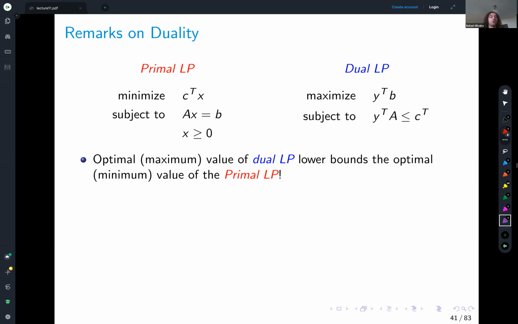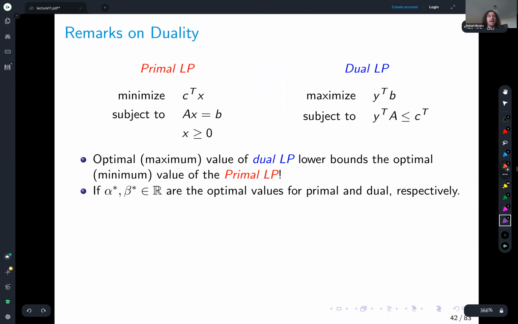So we just noticed that the maximum value of the dual lower bounds the minimum value of the primal. So we know the solutions to the left are less than or equal to the solutions to the right. Now suppose that alpha star and beta star are the optimal values for the primal and dual. What do I mean by the optimal value of a program? The optimal value is exactly the value that optimizes it. So alpha star is the minimum here and beta star is the maximum here.